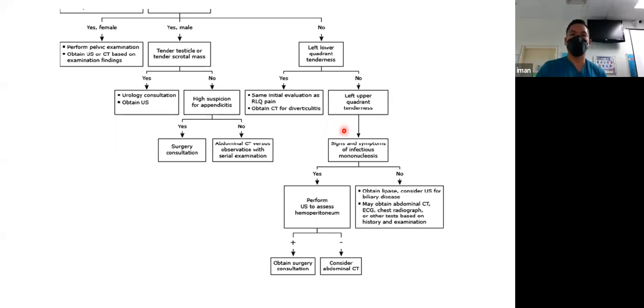Over the left lower quadrant, okay, basically initial evaluation kita sama dengan right lower quadrant, and also we can add CT to diagnose diverticulitis. Okay, and then left upper quadrant ni for signs and symptoms of infectious mononucleosis. Infectious mononucleosis patient also boleh can come with tender left upper quadrant from the spleen, tender spleen.